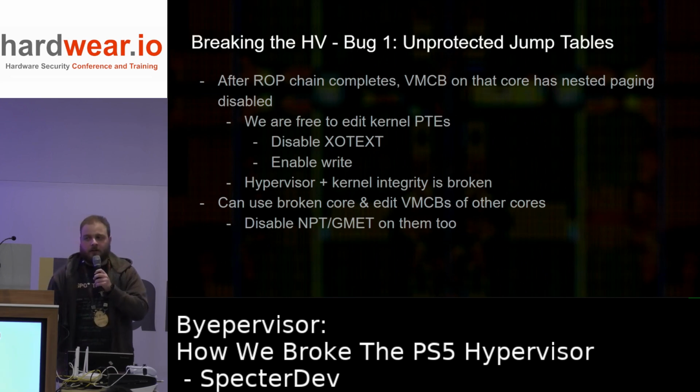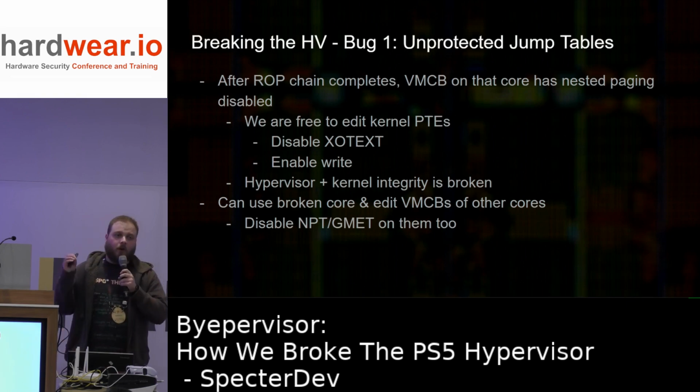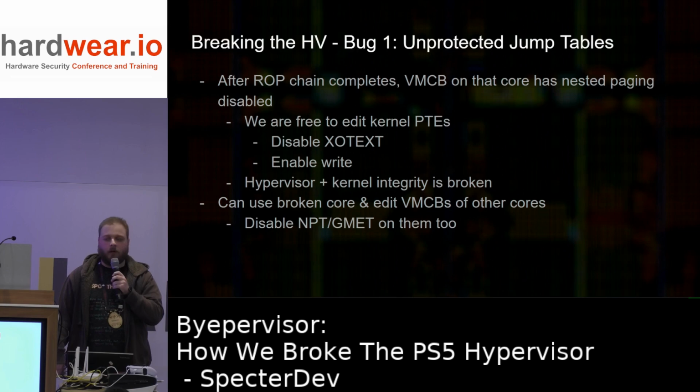So after this chain completes, the VMCB on that core has nested paging disabled. So we're free to edit kernel PTEs. We can disable execute-only memory and enable the write flag. So the hypervisor and kernel integrity is pretty much entirely broken. And it's only broken on that core, but we can use that core to edit the VMCBs of all the other cores and turn them off there too. If you wanted to do that, it's not a big problem.